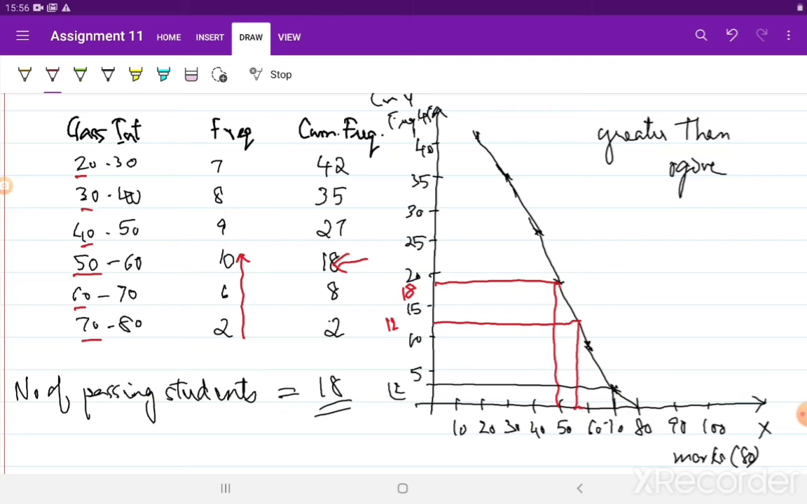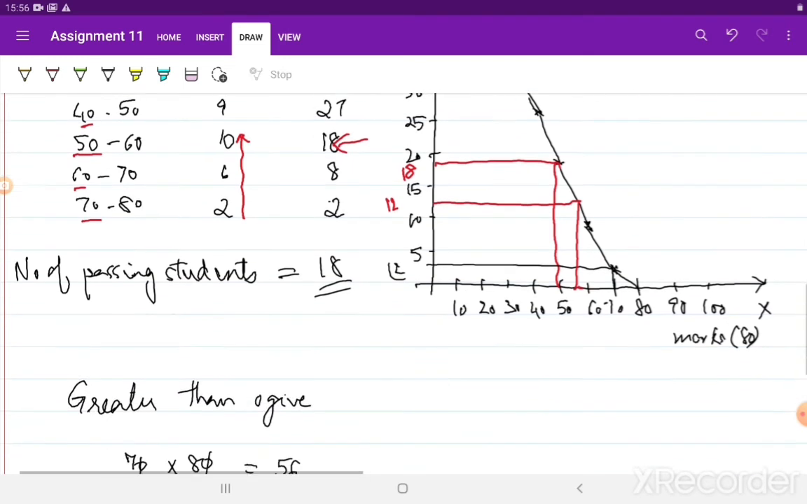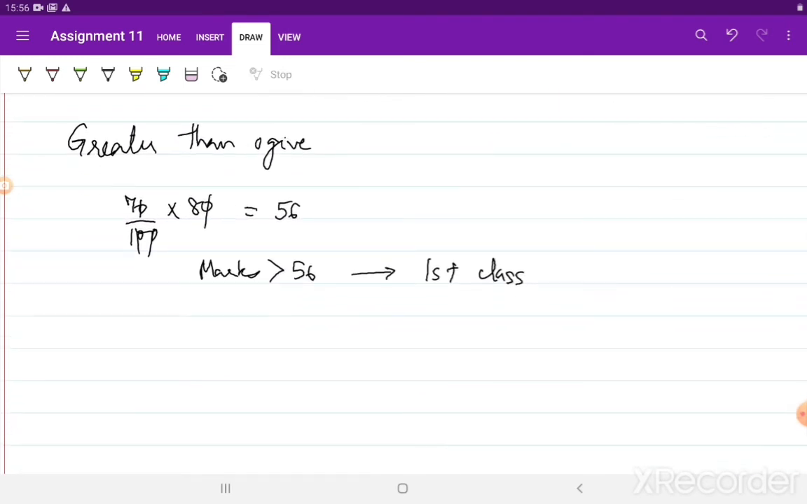Once again, it's a little easier to be accurate if you're using a ruler and pencil. In questions like this, I would probably give you marks for 12 or 13, either way. So using the ogive curve, remember to show the plotting of that point, greater than 56, on the graph. And we can say that 12 students out of 42 students got first class.